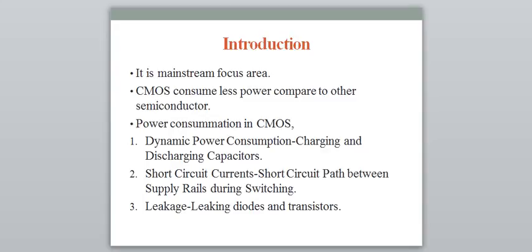Next is short circuit currents. There is a finite rise or fall time for both PMOS and NMOS during the transitions. For example, when switching from on to off, both transistors will be on for a small period of time, in which the current will find a path directly from VDD to ground, hence creating a short circuit current. The short circuit power dissipation increases with the rise and fall time of the transistor.